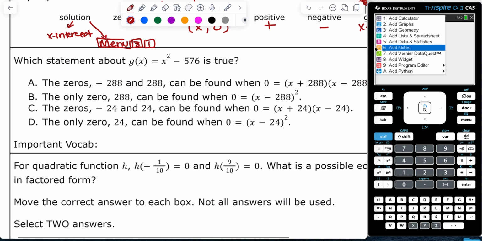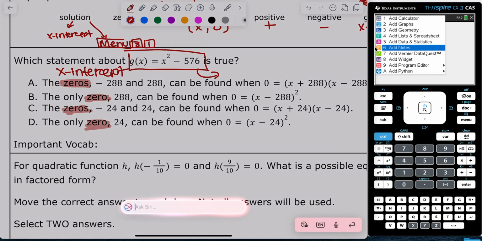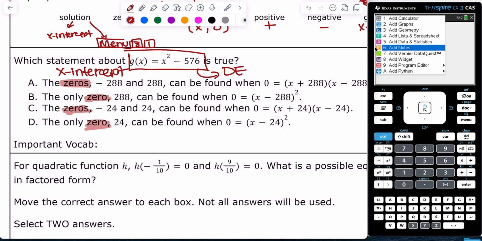Okay? So, the first one we have is, which statement about g of x equals x squared minus 576 is true? So let's read the first one. These zeros, negative 288 and 288, can be found when? So I know the word zeros means x-intercept. So I'm going to put this into Desmos to help me find my x-intercepts. Okay, so I'm going to put that in Desmos real quick.